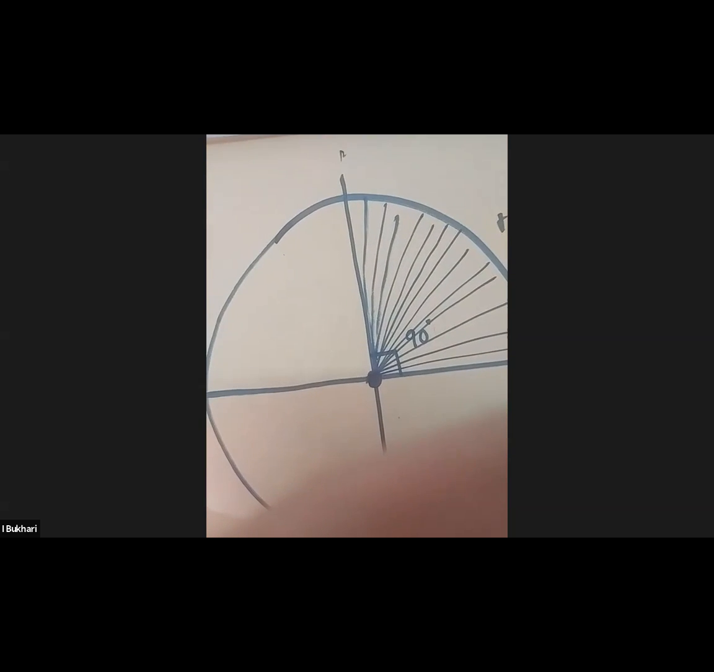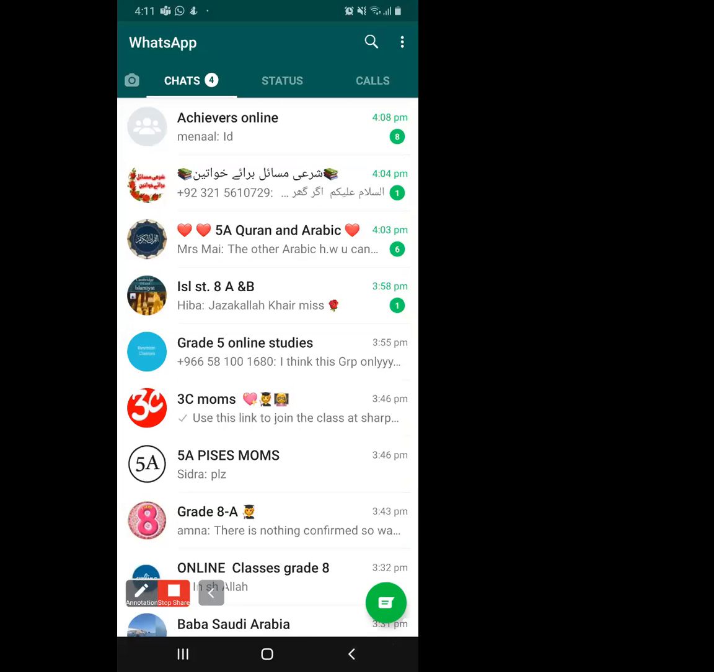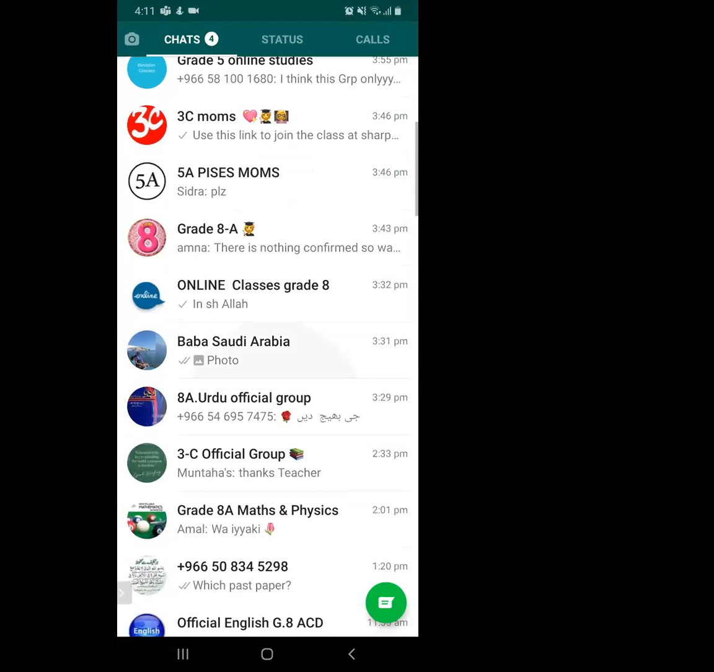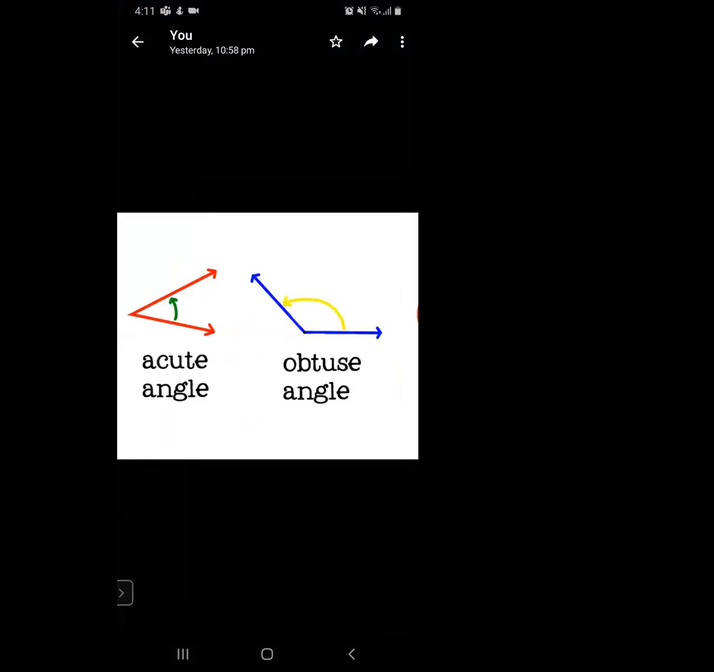So basically, I will show you a few slides. Okay, now I hope you can understand. Now this is an acute angle. Can you see that the space between the two lines is lesser than the space in a right angle? So that makes this angle an acute angle. Now the one with the blue angle: in the blue angle, you can see that the space between the two lines is greater than the space in the right angle. So that makes it an obtuse angle. So this was not very hard to understand. Now let's move on to the questions.